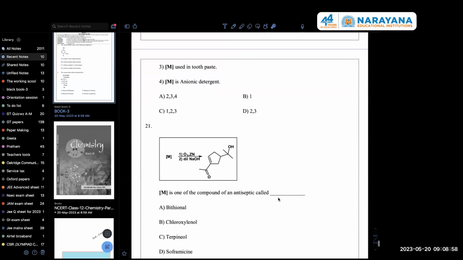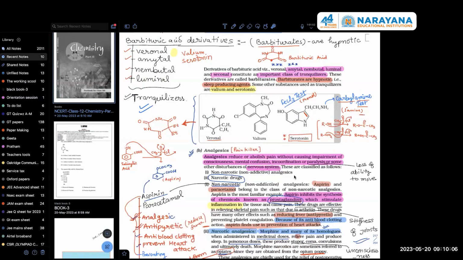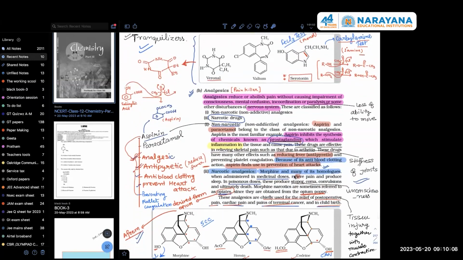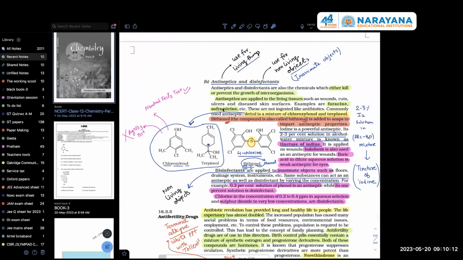Okay. Now, one more. This is again a good one. That kind of question they may ask actually. C option. Terpenol. Very good. Now I'll show you. This is a terpenol. Now see this question.